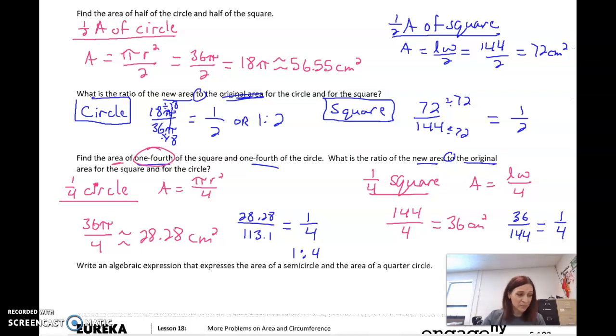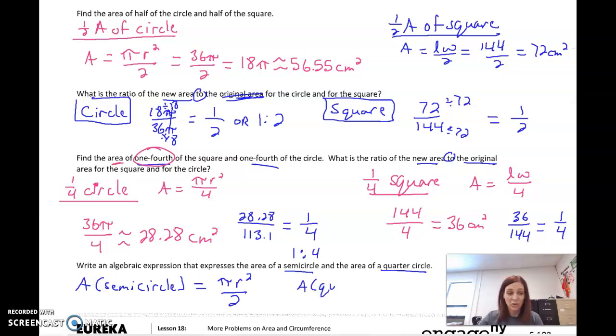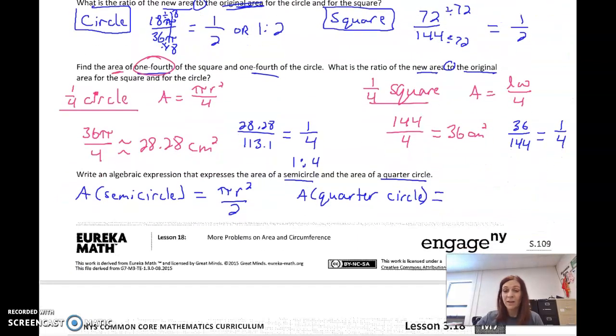So if they want an algebraic expression of a semicircle and quarter circle, well, the area of a semicircle is going to be pi times the radius squared, that's the area of a circle, and semi means 2, so we divide it by 2. If we want the area of a quarter circle, so 1/4 of it basically, that's going to be our area of a circle, but divided by 4. And then we're going to use these formulas, and I don't expect you to memorize them. I just expect you to understand what a semicircle is and a quarter circle. We're going to use them to solve area problems.